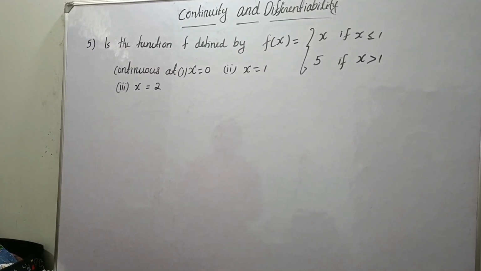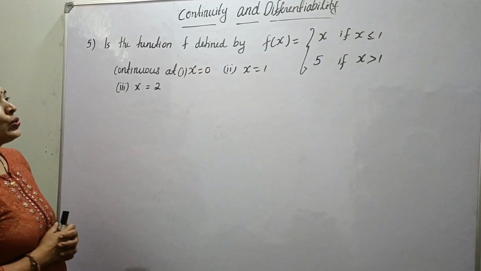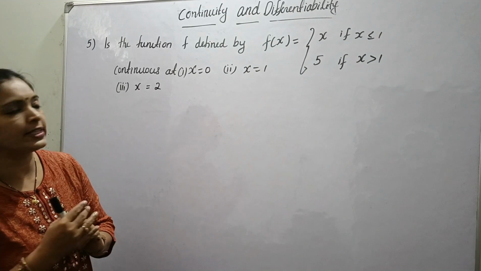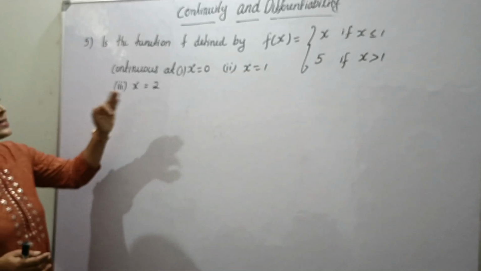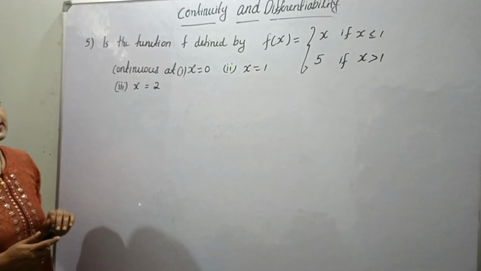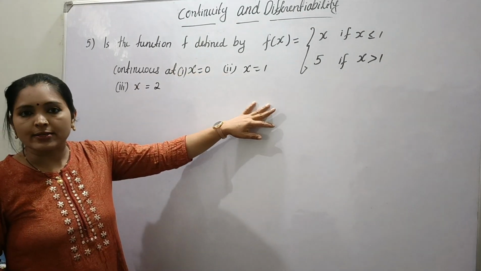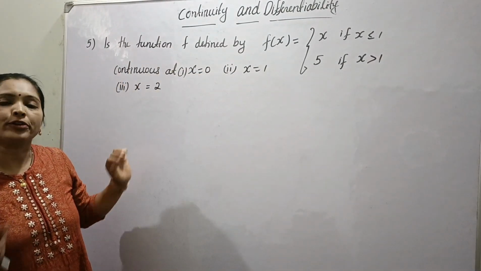Is the function f defined by f of x is equal to x if x less than or equal to 1, f of x is equal to 5 if x greater than 1, continuous at x is equal to 0, x is equal to 1 and x is equal to 2? So here we have to check whether the given function is continuous at x is equal to 0, at x is equal to 1 and x is equal to 2 or not.